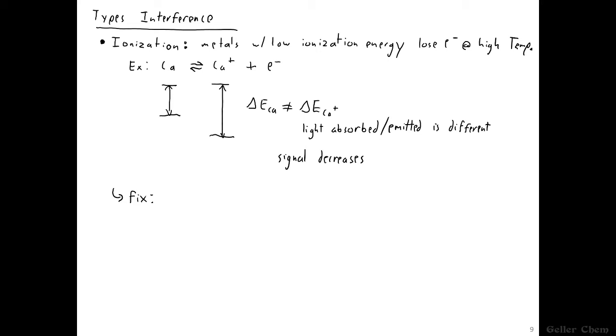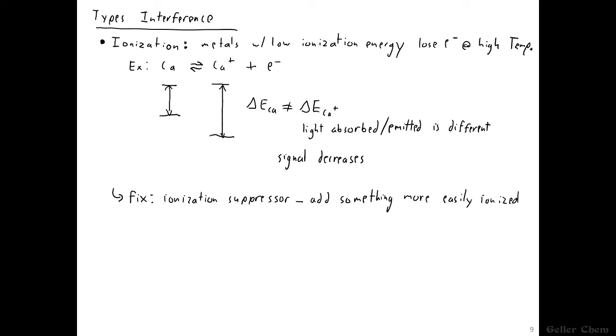So what's the fix for this? We can add an ionization suppressor, something that is more easily ionized so that it gives up electrons which the calcium in turn can take up. So let's write this. Ionization suppressor. Add something more easily ionized.